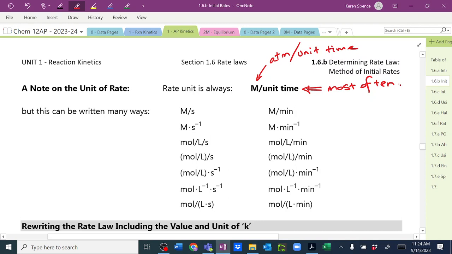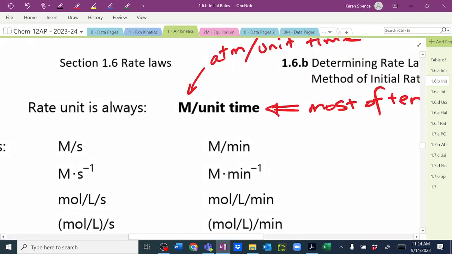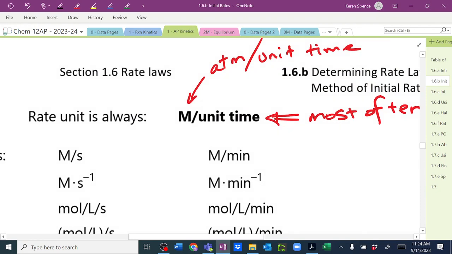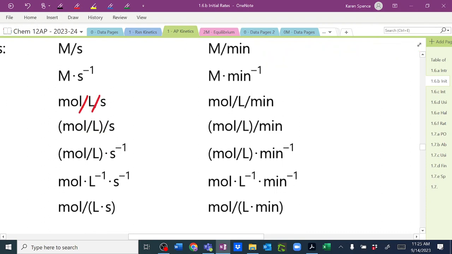But I want you to remember, we can write this all sorts of different ways, so don't be surprised if you see molar per second. Or if you see molar times seconds to the -1. Or if you see mole per liter per second. Or if you see bracket mole per liter per second. Or if you see mole per liter times second to the -1.